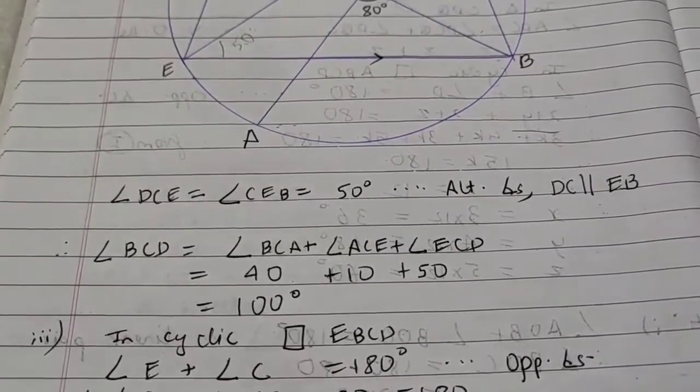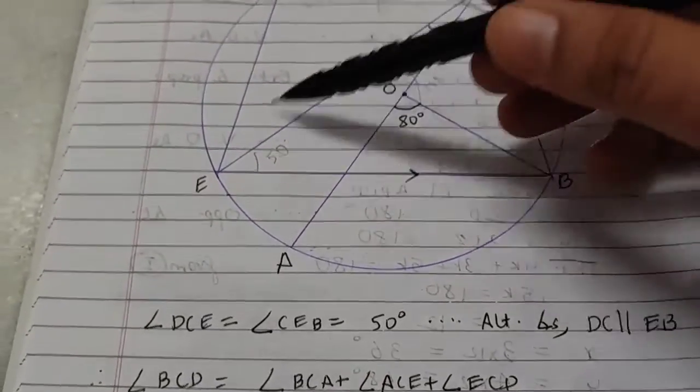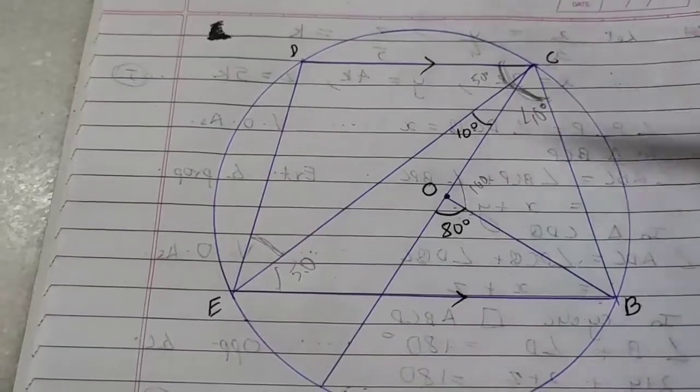This way. Next, Roman number 3, angle CED has been asked. CED, that is this angle. How do I find this one?